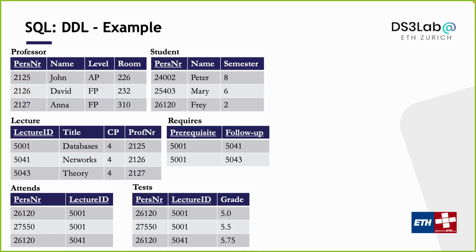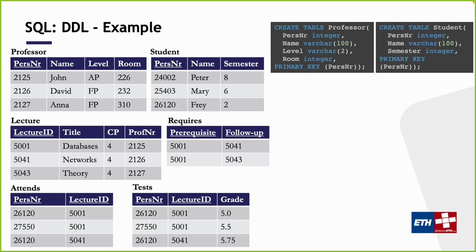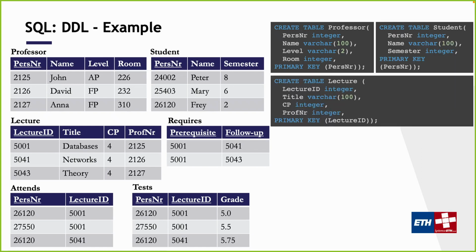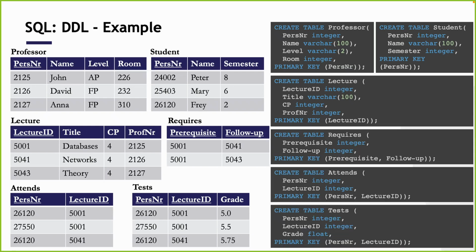So let's look at one example, right? So assuming you want to create a database that looks like this, what should you do, right? Yeah, you create a table, professor, with these 4 attributes. Each one of them has a type. You define the primary key, right? And then you have this student table. You have this lecture, requires, attends, and tests, right? So this is how you define, essentially, the schema of a database on the left-hand side. It's very natural, right?